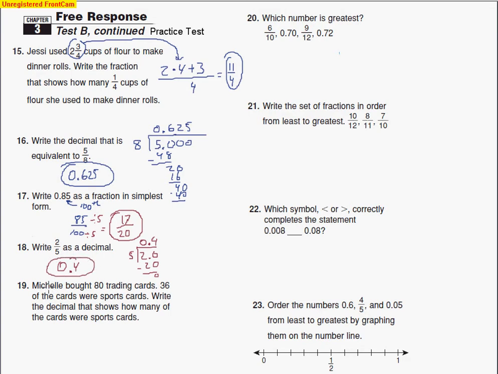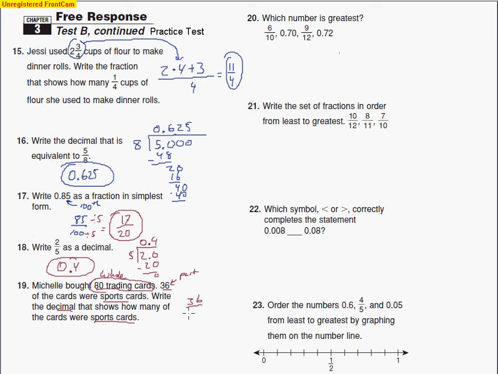Number 19 asks, Michelle bought 80 trading cards. So she has 80 cards, and this is a total. The total represents the whole when we're dealing with a fraction. 36 of those cards are sports cards. We're supposed to write the decimal that shows how many cards were sports cards. When we write this fraction, it would be 36, which is our part. So part of those are sports cards.